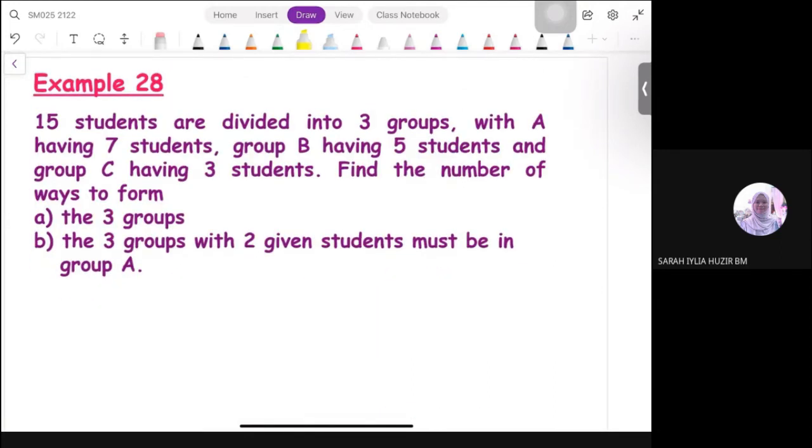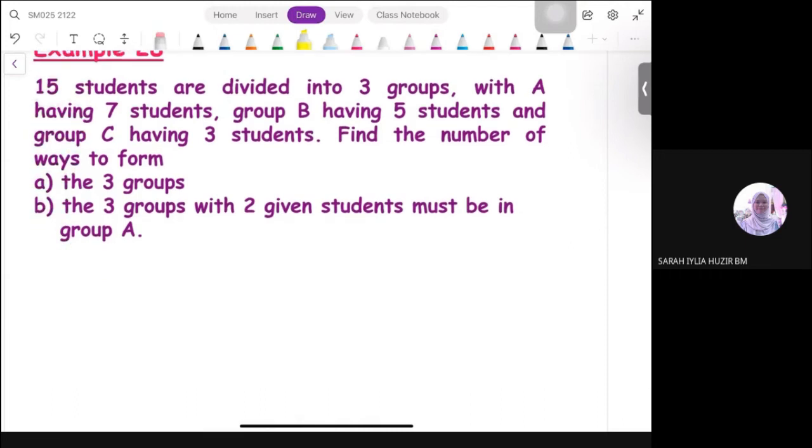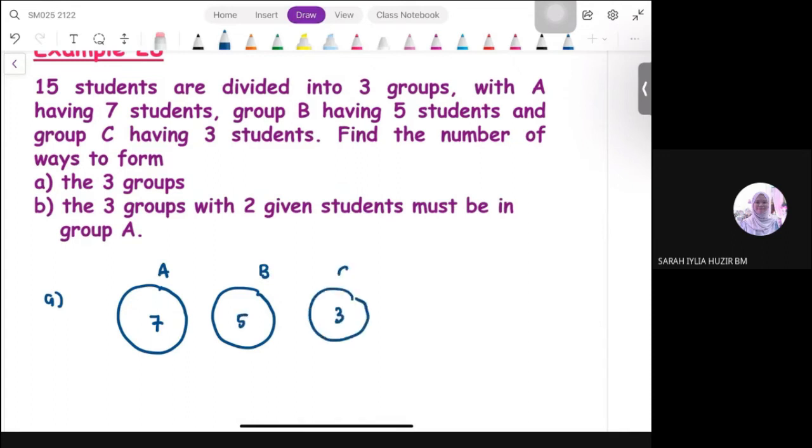Alright. So, next question. Okay. So, we have 15 students divided into 3 different groups. A having 7 students, B having 5 students, and C having 3 students. Find number of way to form the 3 group. Okay. So, kita lukislah sikit situation dia. Awak nak kira terus boleh je. Tak ada masalah. Okay, kita mesti ada group A yang mesti ada 7 student. And then group B mesti ada 5. And group C must have 3 of them. Okay. So, how many way we can form the group?